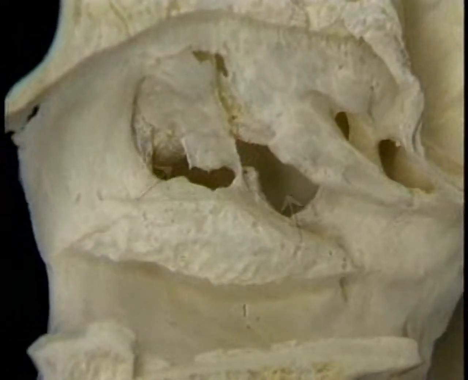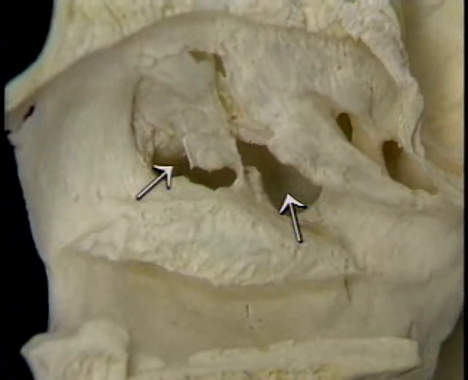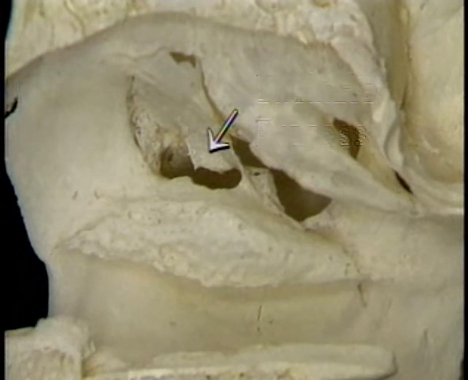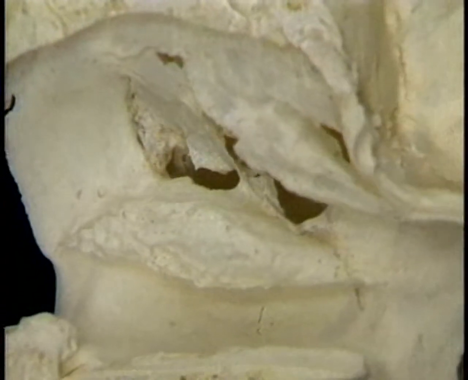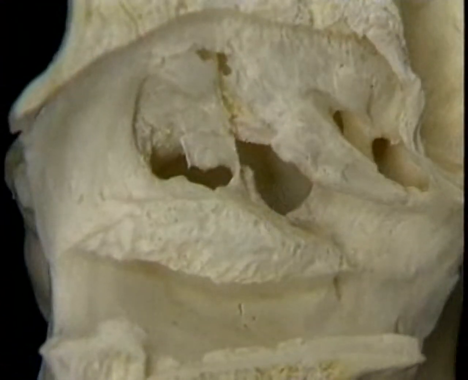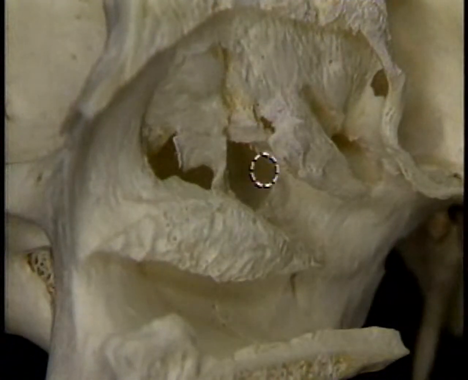In a dry skull, there are two large irregular openings from the nasal cavity into the maxillary sinus, separated by this flake of bone, the uncinate process. In the living body, all of this opening and much of this one are closed off by soft tissue. The real opening of the maxillary sinus is back here.